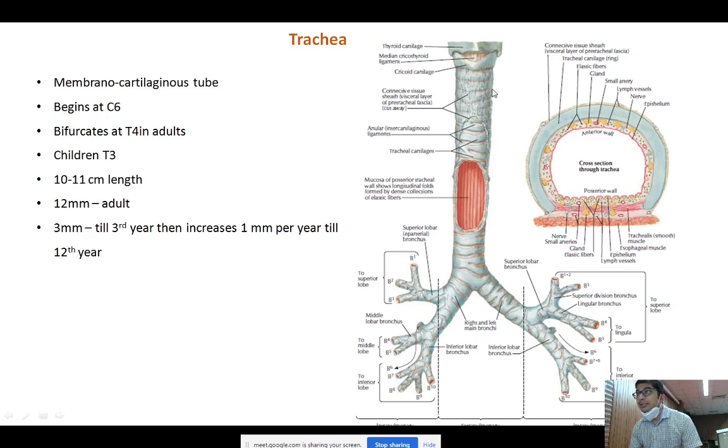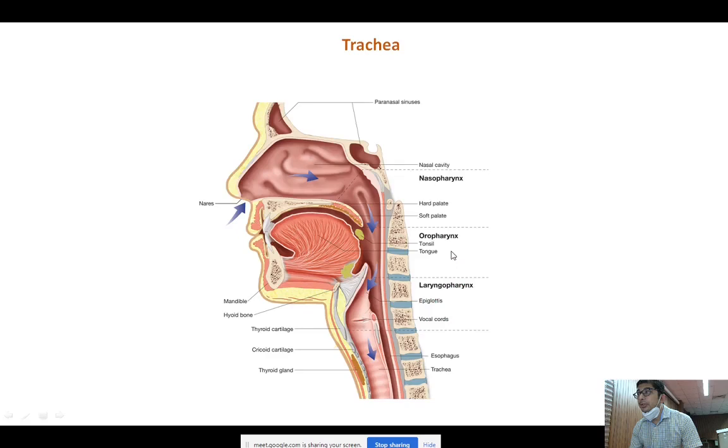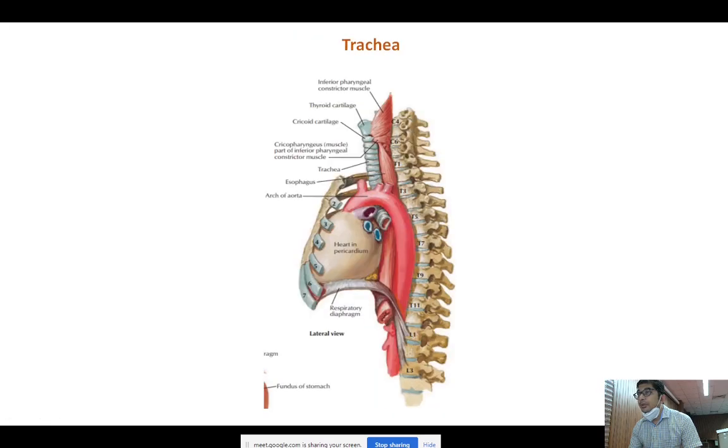What is the length? 10 to 11 centimeter. Okay. So here, if you see this picture, you can see the sternum. This is the manubrium sterni, this is the body of the sternum, and somewhere down there will be the xiphoid process. Now, in the manubrium sterni above, there will be the first rib with its costal cartilage.